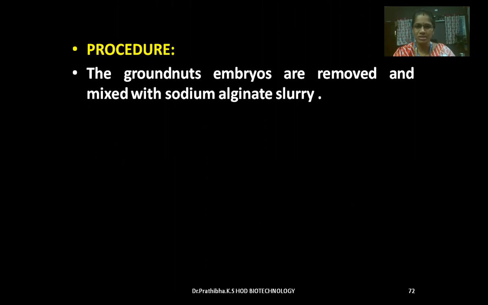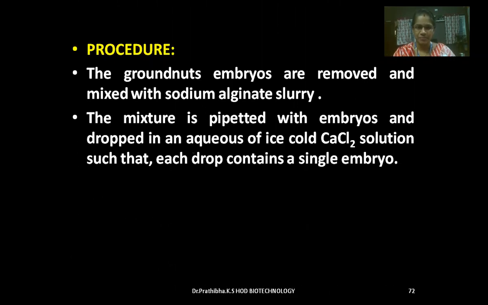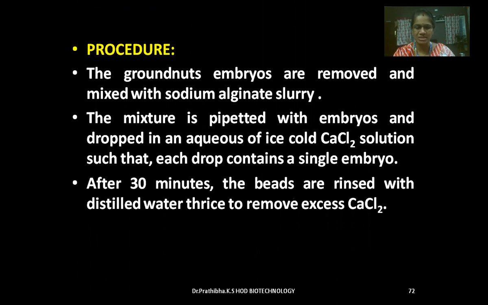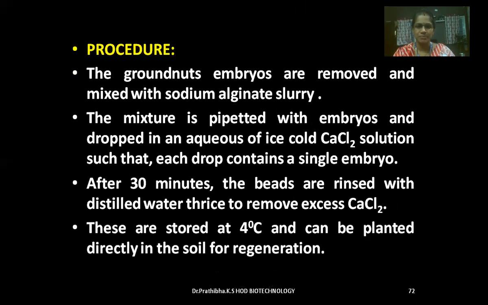First, the groundnut embryos are removed and mixed with sodium alginate slurry. Then the mixture is pipetted with embryos and dropped in the aqueous ice cold calcium chloride solution, such that each drop contains a single embryo. After 30 minutes, the beads are rinsed with distilled water thrice to remove excess calcium chloride. These are stored at 4 degrees Celsius and can be planted directly in the soil for regeneration.